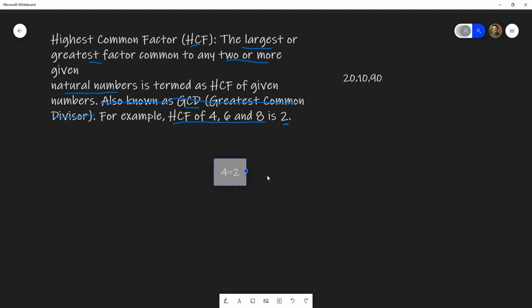2 times 2. You have to say 2 multiplied by 2, or 2 times 2. Then we have 6. What can you write?